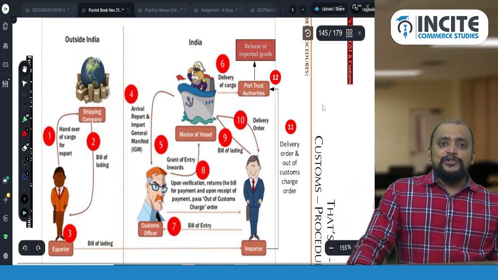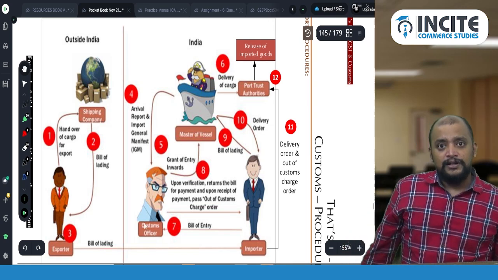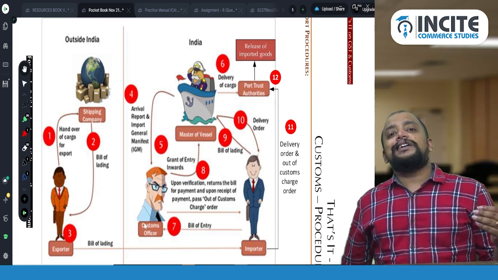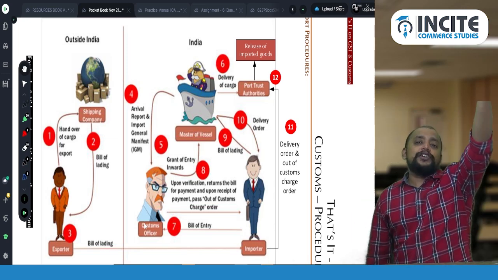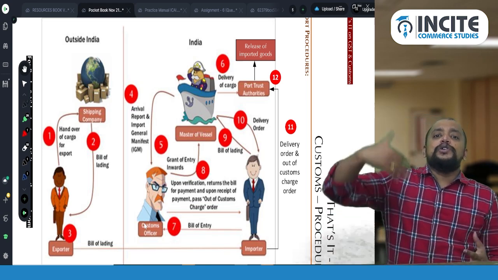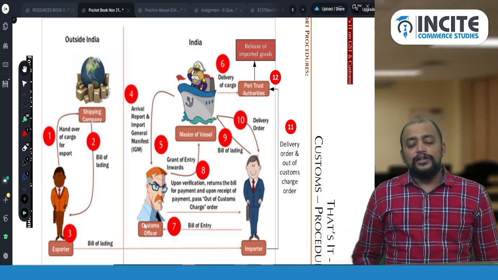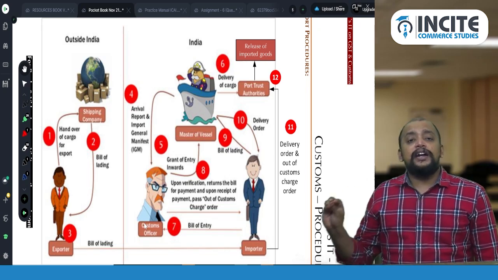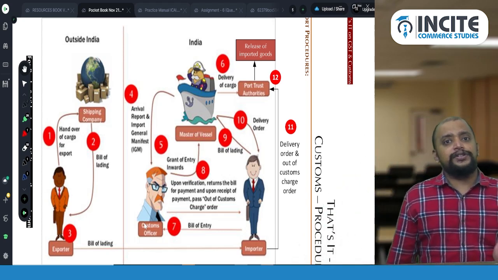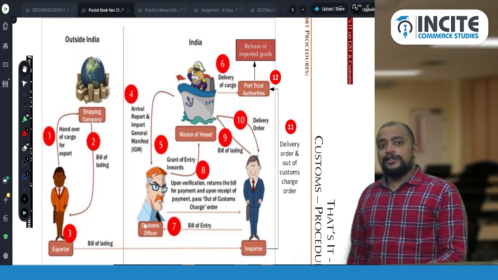Before the vessel enters India, they need to file an import manifest with the customs officer. That import manifest contains the details of the goods which are brought into India. Then the customs officer will grant entry inwards, that is, you can enter into India. So that is known as grant of entry inwards. Then the goods will be unloaded and handed over to a custodian, an officer of the port trust authorities. Now the goods are with the port trust authorities.